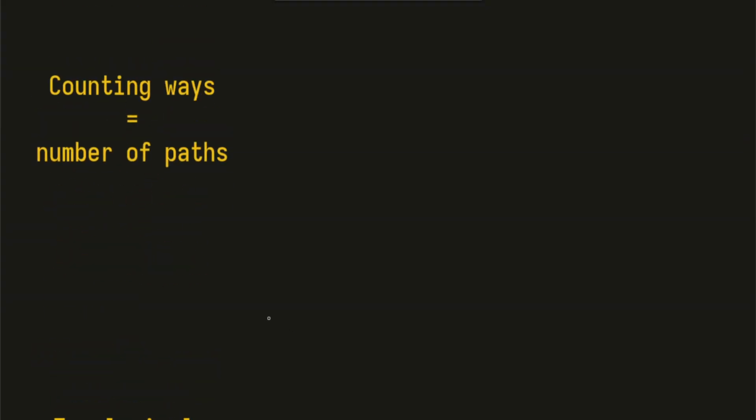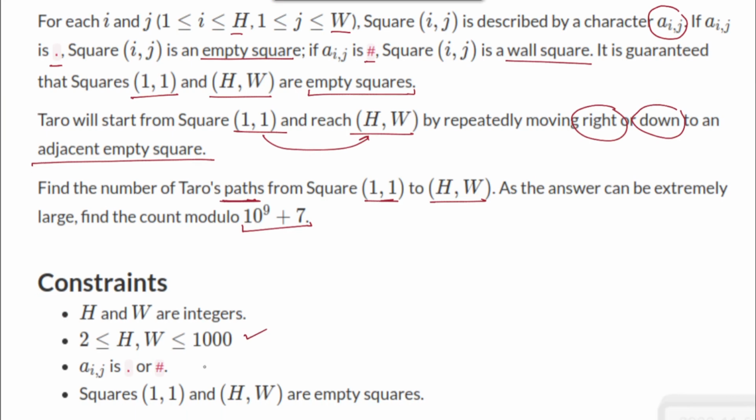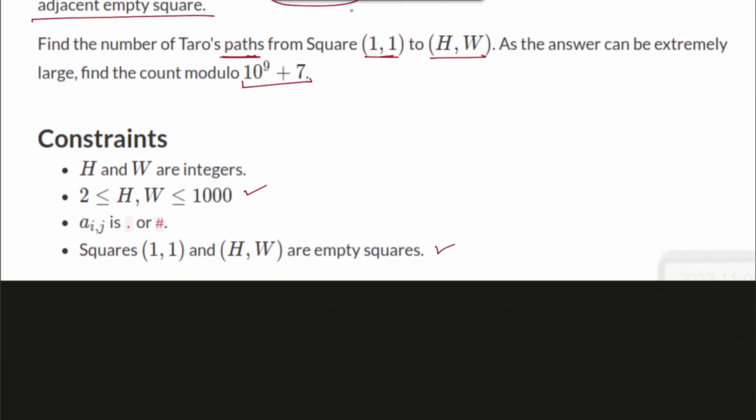Constraints are H and W up to 1000, and the starting and ending cells are empty squares. So let's look at the problem.